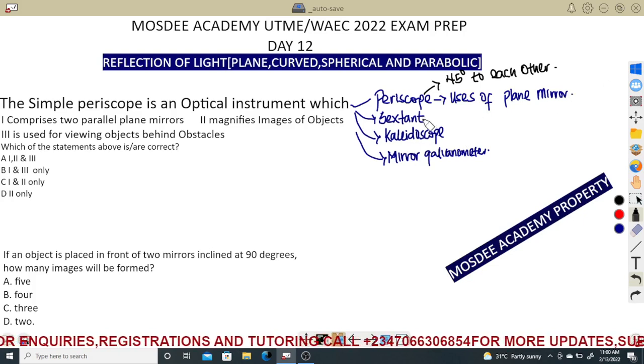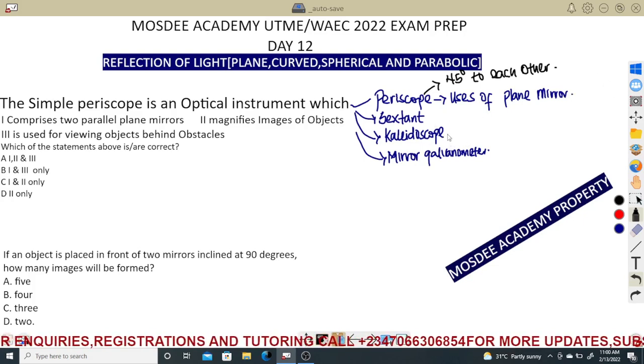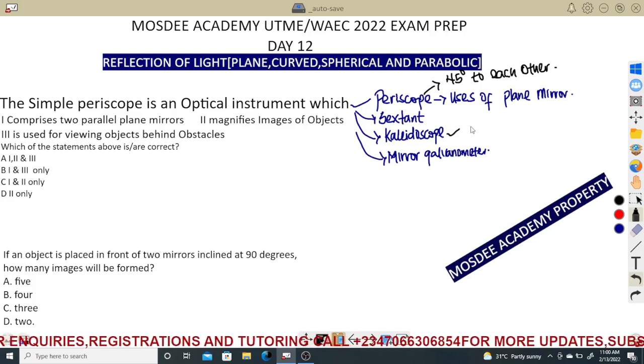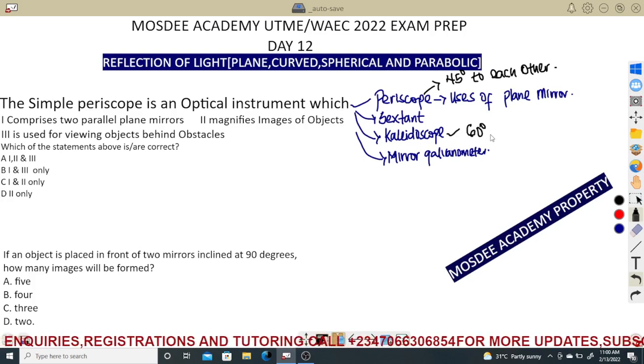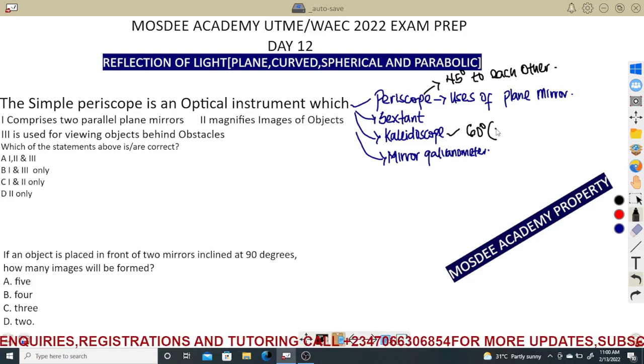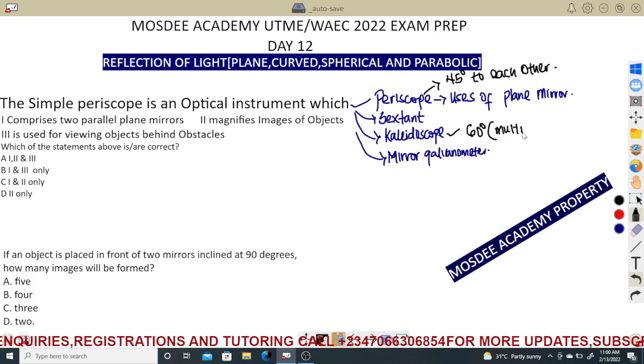So sextants are used for navigation. These are used majorly. These also contain a plane mirror inclined at an angle of 60 degrees. It is used to produce multiple images or multi-images of multiple colors.